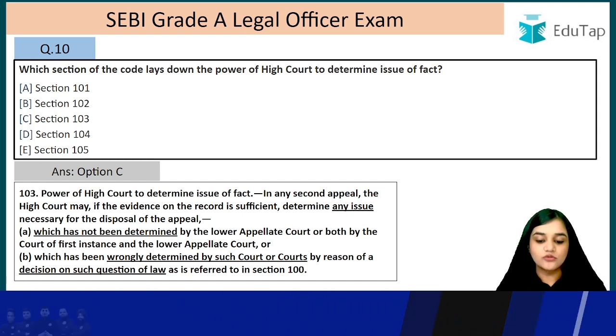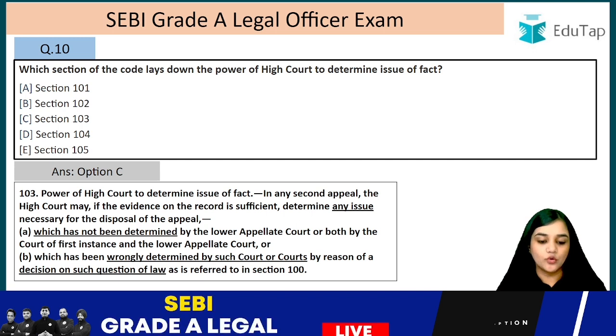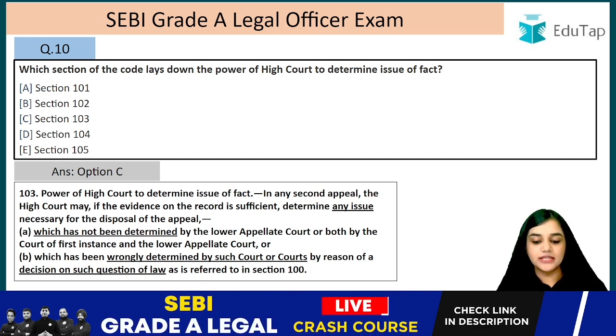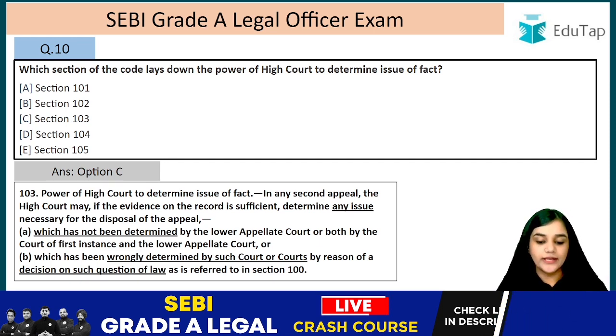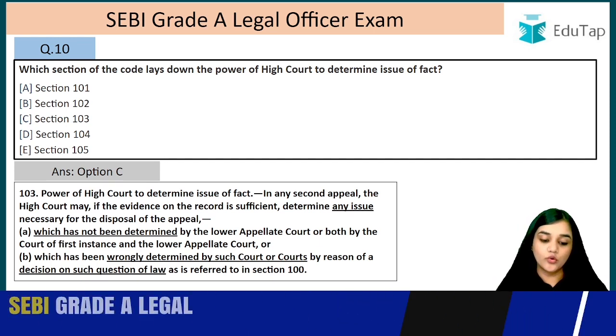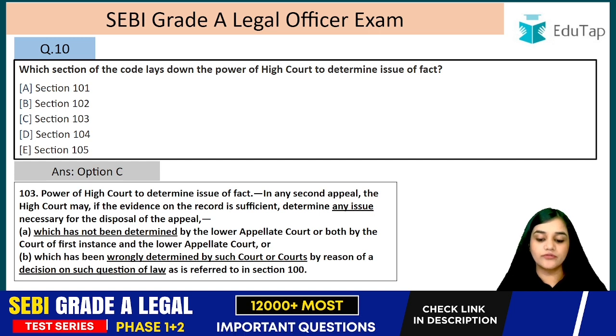So which has not been determined by the lower appellate court or both by the court of first instance and the lower appellate court, or which has been wrongly determined by such court or courts by reason of decision of such question of law as is referred to by section 100.